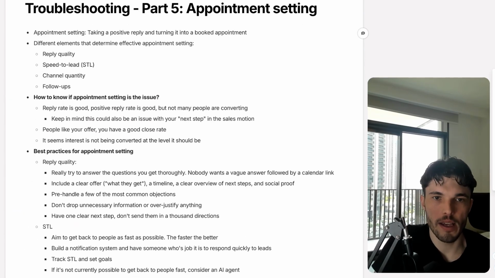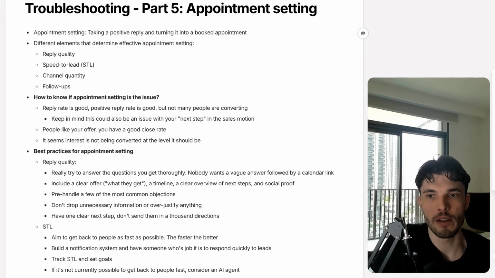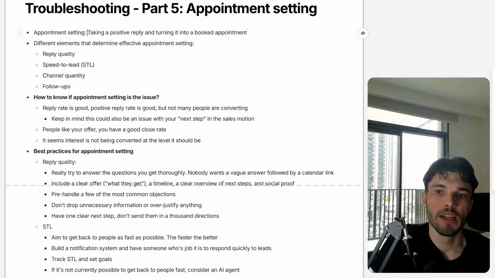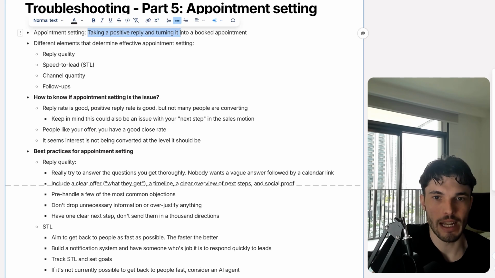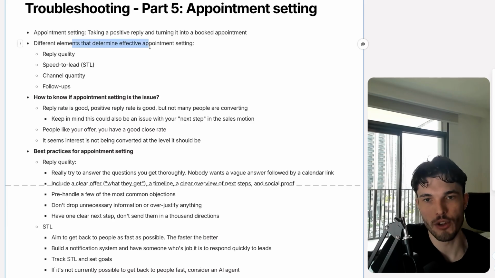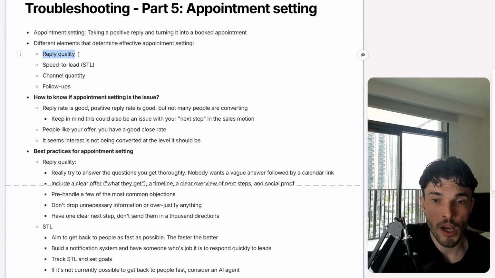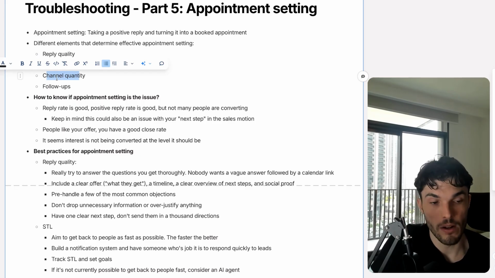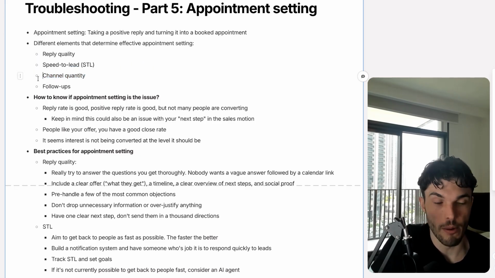The next thing here is appointment setting. We're going to define appointment setting as taking a positive reply and turning it into a booked appointment. There are different elements that determine effective appointment setting. The quality of your reply once you receive a positive reply, and how good is your reply to their reply. Your speed to lead, we're going to call that STL. Channel quantity, and what I mean by that is the number of channels that you're using to reach out to somebody once they've expressed interest, and then also your follow-ups.